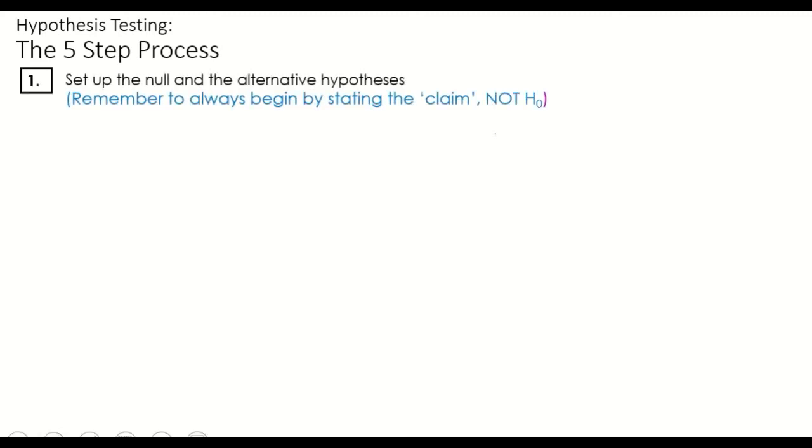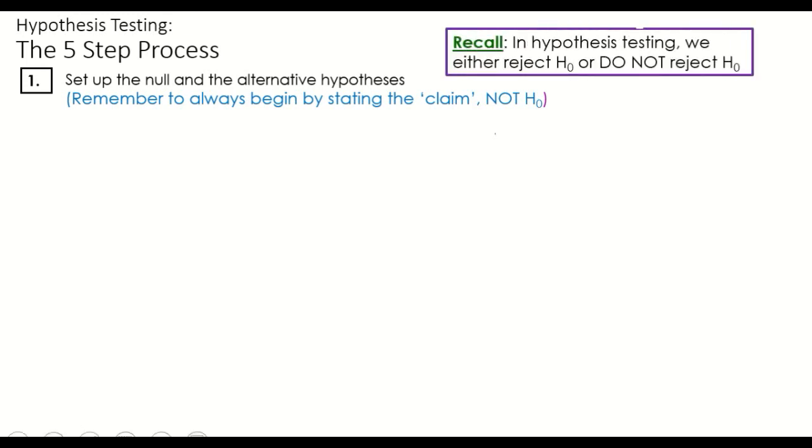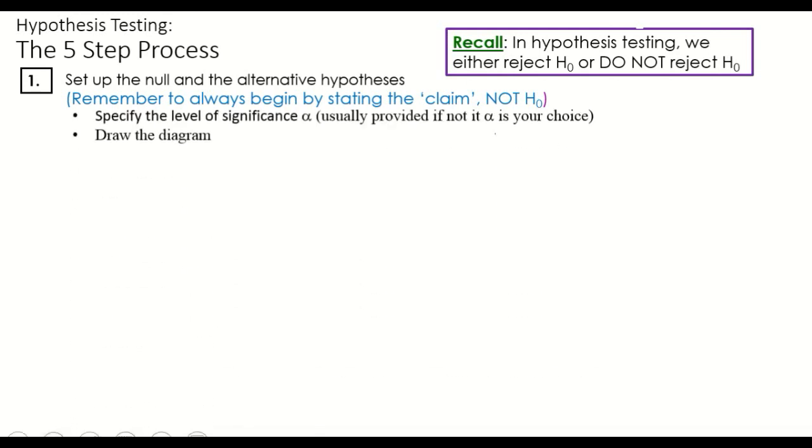In this video, we are going to talk about the 5-step process of hypothesis testing. First of all, we have to set up the null and alternative hypothesis. Do not forget that always, first of all, we define the alternative hypothesis, and then the null hypothesis is the opposite of the alternative hypothesis. In hypothesis testing, we either reject H0 or do not reject H0.